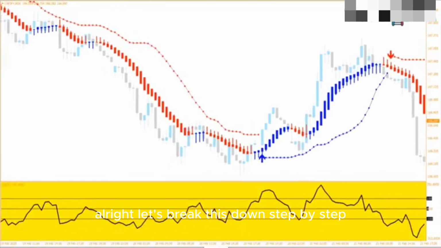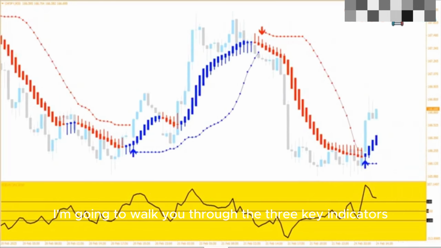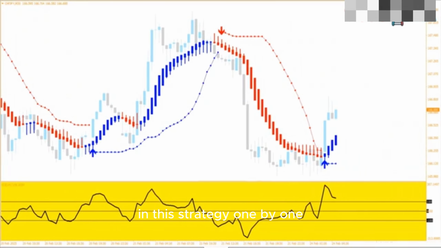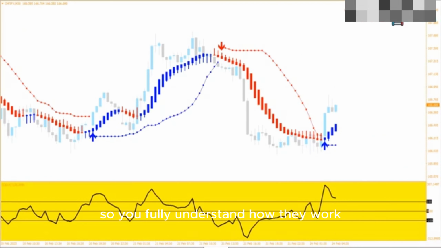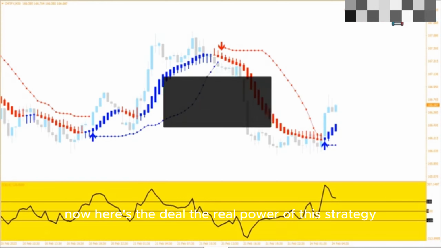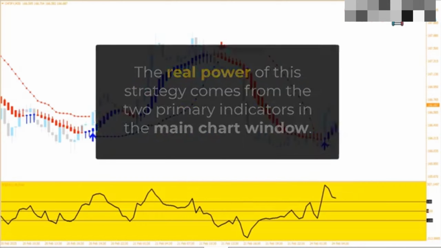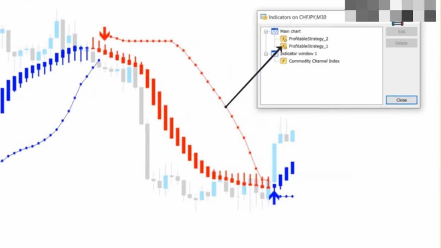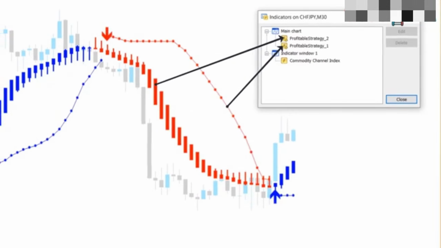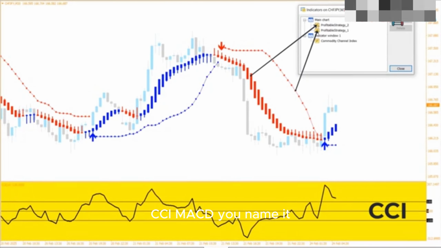Alright, let's break this down step by step. I'm going to walk you through the 3 key indicators in this strategy one by one, so you fully understand how they work and can fine-tune the settings to match your personal trading style. Now here's the deal, the real power of this strategy comes from the 2 primary indicators in the main chart window: Profitable Strategy Indicator 1 and Profitable Strategy Indicator 2. These two do the heavy lifting, but in the sub-window, you can add an extra layer of confirmation with any of your favorite indicators: RSI, CCI, MACD, you name it. There are tons of options available online, so feel free to customize.